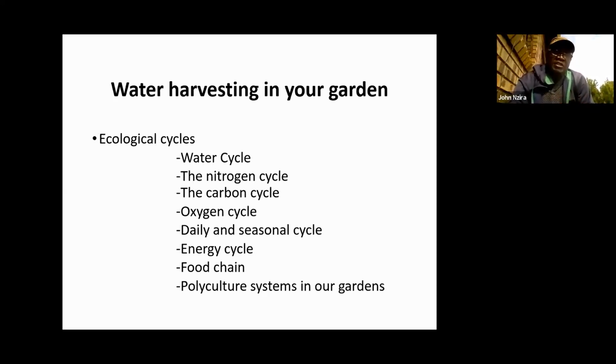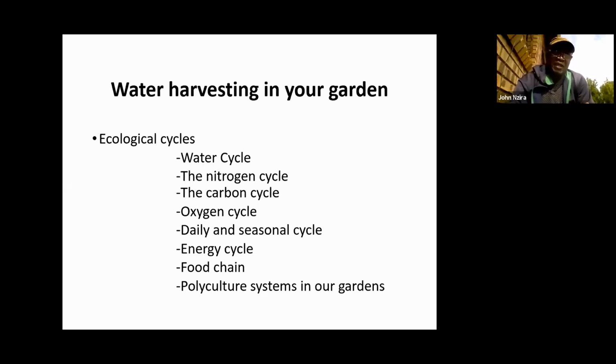But when we are looking at these areas, we need to know the daily and the seasonal cycles. When do we receive rain? When do we receive precipitation? And when you receive it, how do you manage it? We need to look at polycultures. How do we promote biodiversity in our farming area? Once we have biodiversity, it promotes a good water cycle in the area, and then you do not have the challenge of water in your garden.